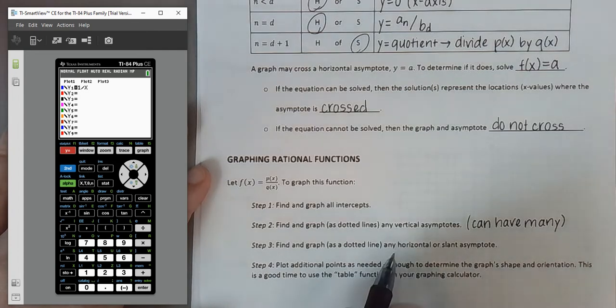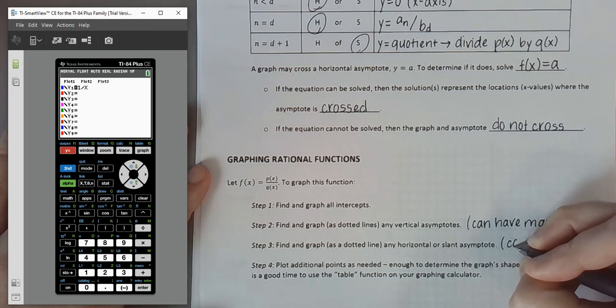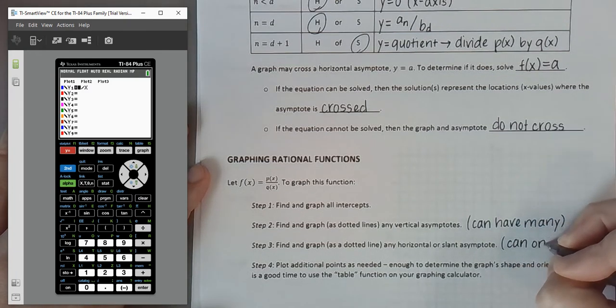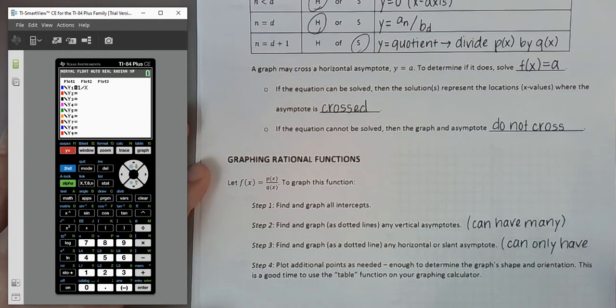So if there's more than one value that makes the denominator 0, there's going to be more than one vertical asymptote. On the other hand, horizontal or slanted asymptotes, you can only have one. And you can't have one of each. Only one. So if there's a horizontal one, that's it. If there's a slanted one, that's it. You're only going to find one if you find one at all. It's possible you may not have one, but if you do have one, there's only going to be one.